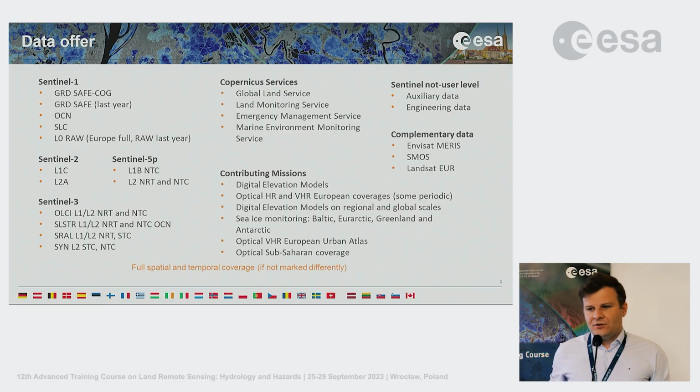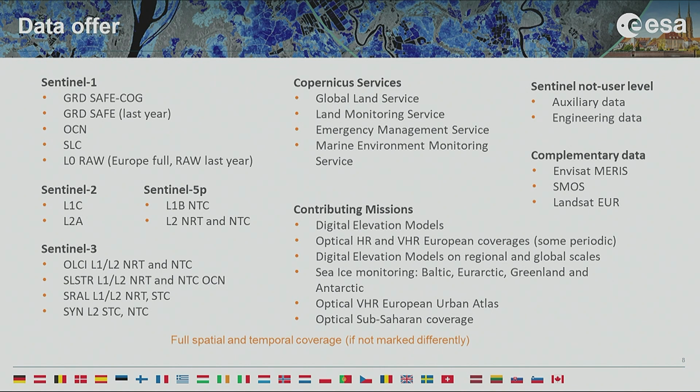So in terms of data offer, I don't have time maybe to go into the details here, but you can basically assume that all the Copernicus operational data will be available there in full temporal and spatial coverage. But Sentinel-1 raw data, level 0, is the only product that will be available in the full archive only for Europe, and for the rest of the world only for the last year. Immediately, if you want to order it, it will be available, of course.